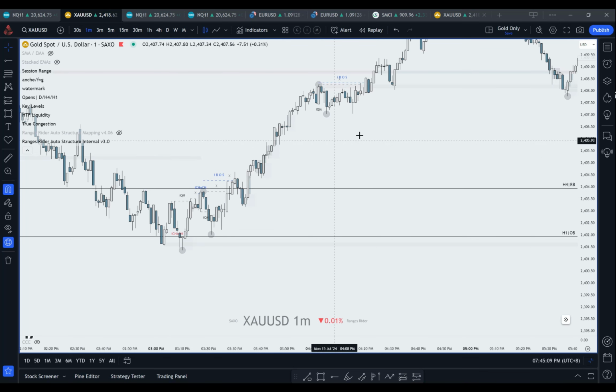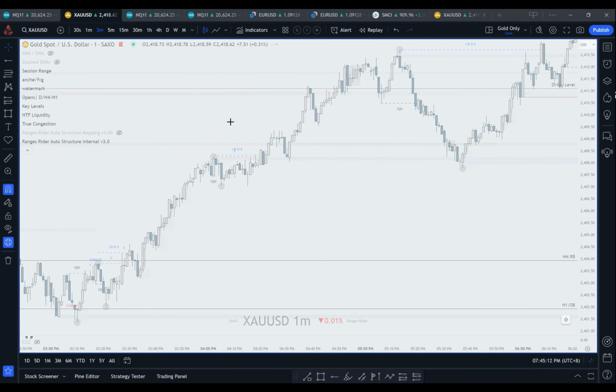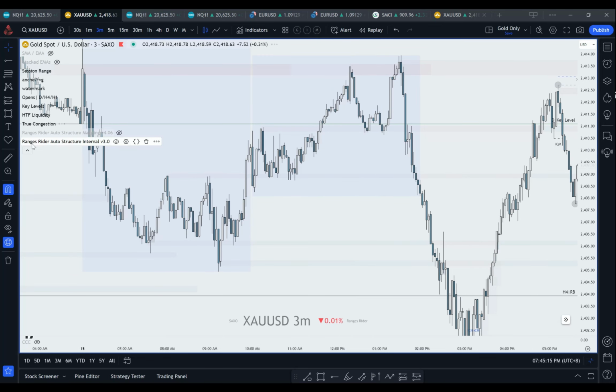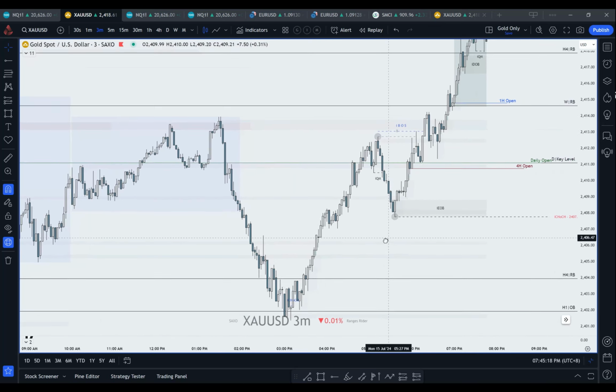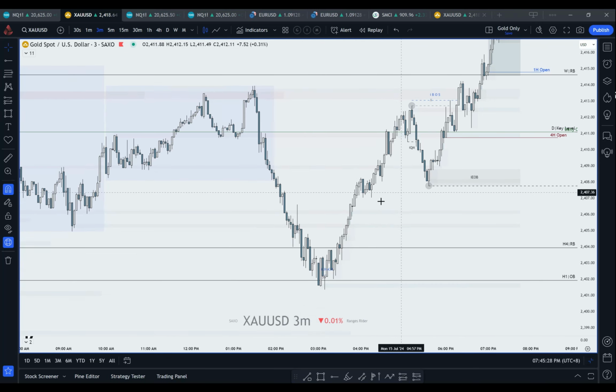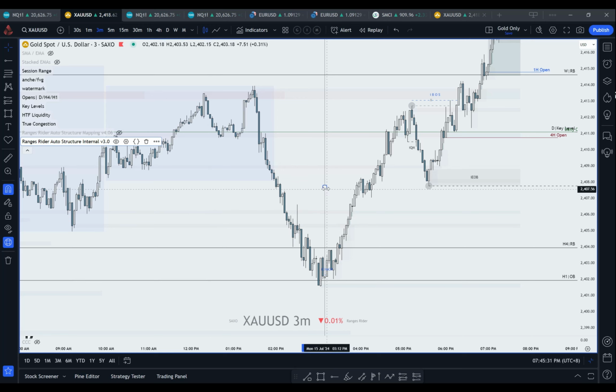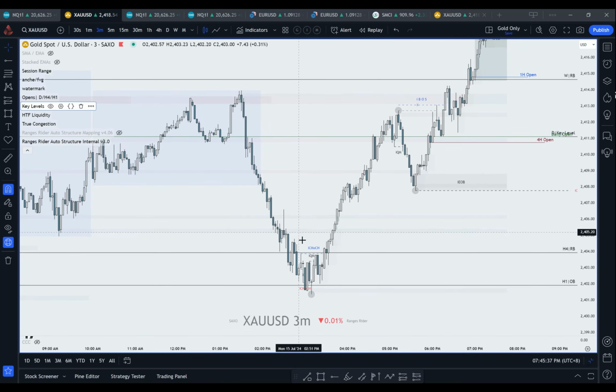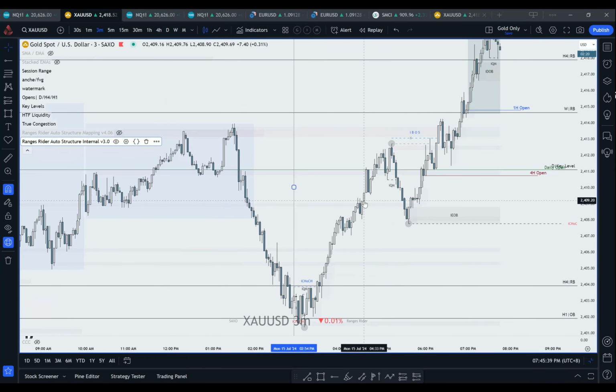And then the third entry is where, when the price reached the daily key level, on the 3 minute time frame it took the QM, and here we have the decisional order block here, and this is where I entered again.